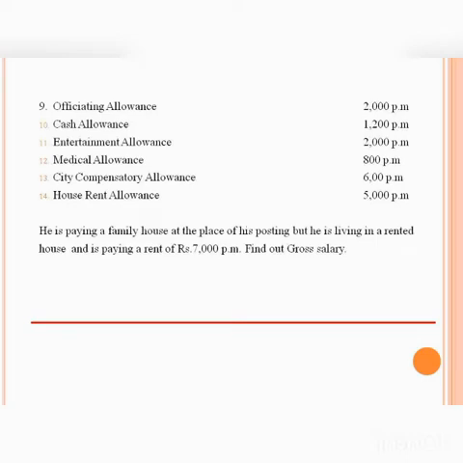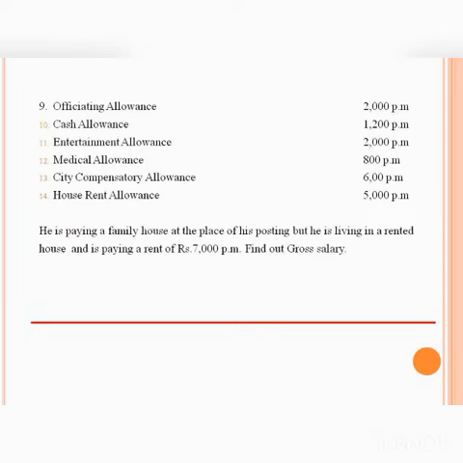Now the next one is entertainment allowance. Here they have not mentioned that he is a government employee, so entertainment allowance becomes fully taxable. For a government employee, there is some exemption. We'll discuss that later. For now, just remember that entertainment allowance will be fully taxable because he's not a government employee.